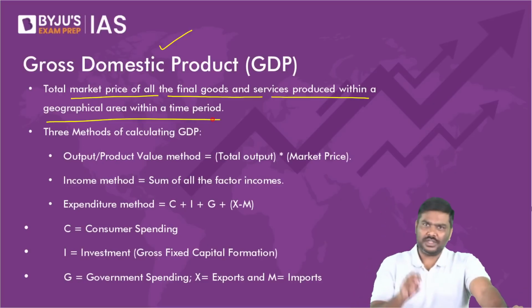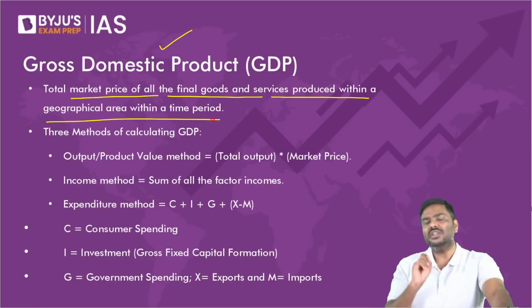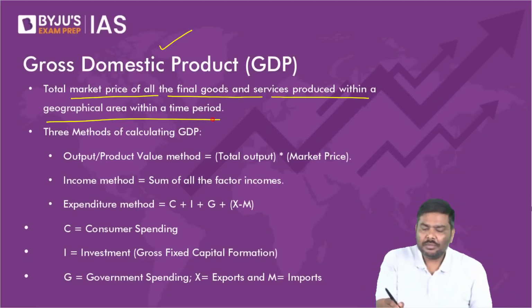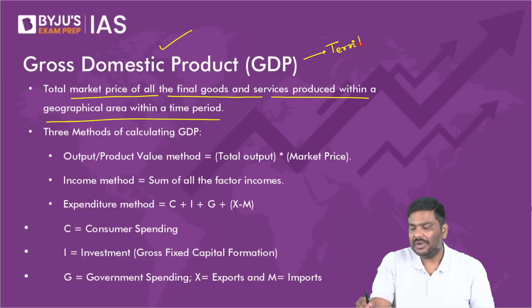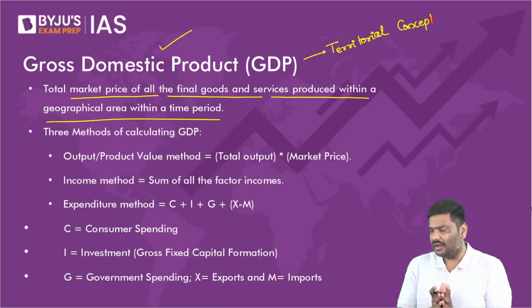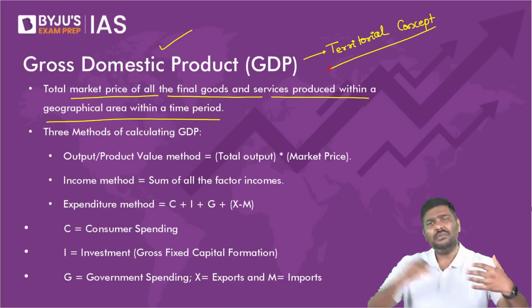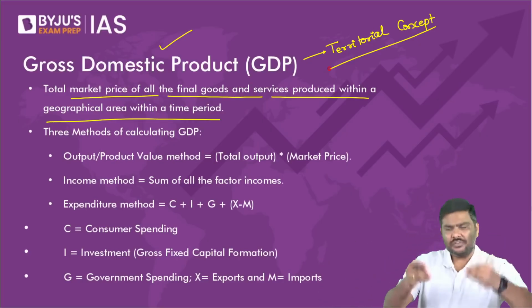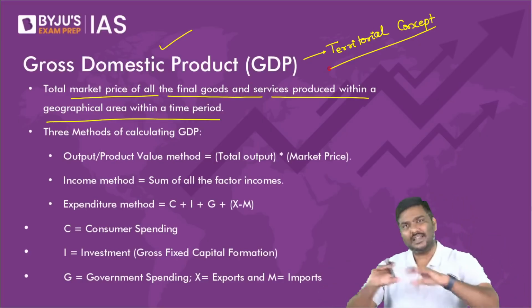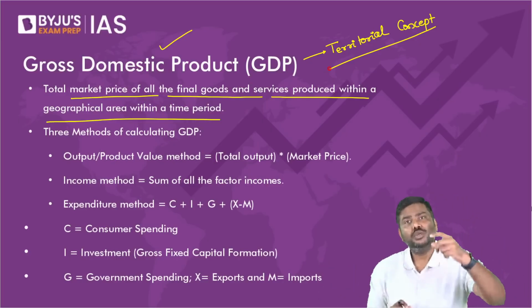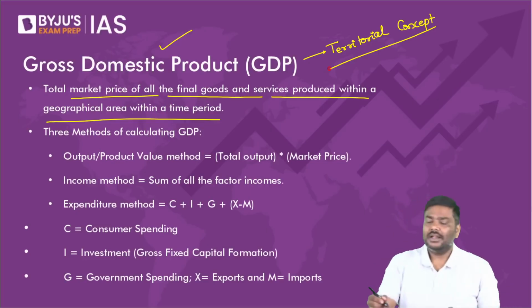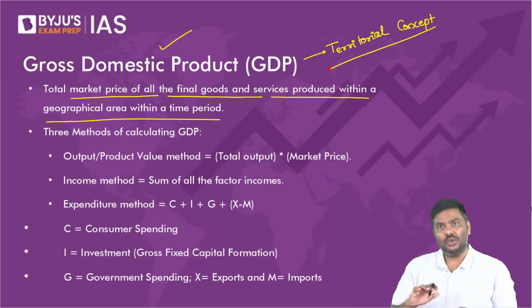But I've told you yesterday also, please remember this. What is more important in GDP? Remember, GDP is referred to as a territorial concept. What do you mean by territorial concept? Whatever is produced within the territory of India, whether by an Indian company or a foreign company, whether the software engineer is an Indian or a foreigner, doesn't matter. The production should have happened within India. So that is the reason this is referred to as a territorial concept.